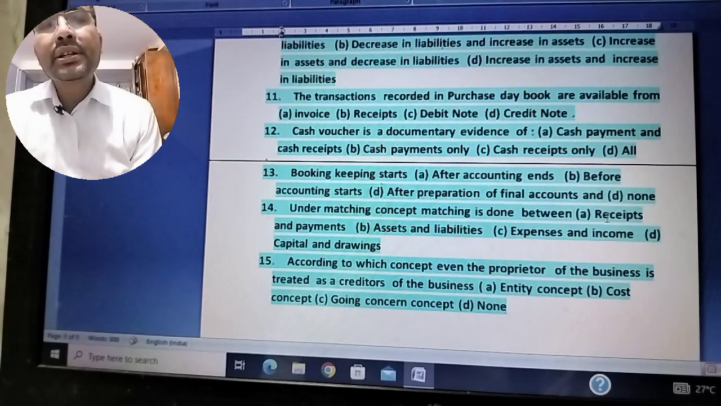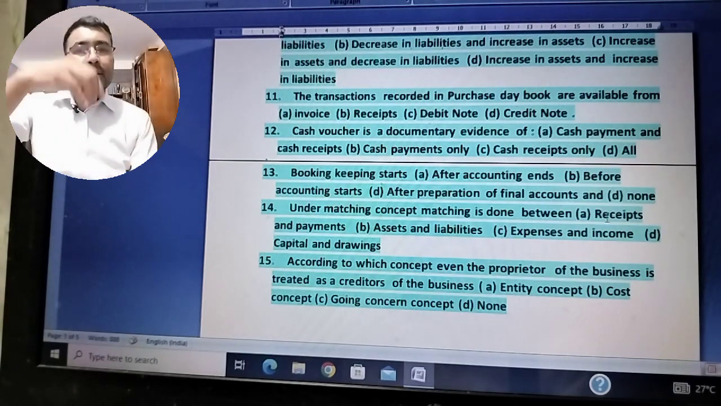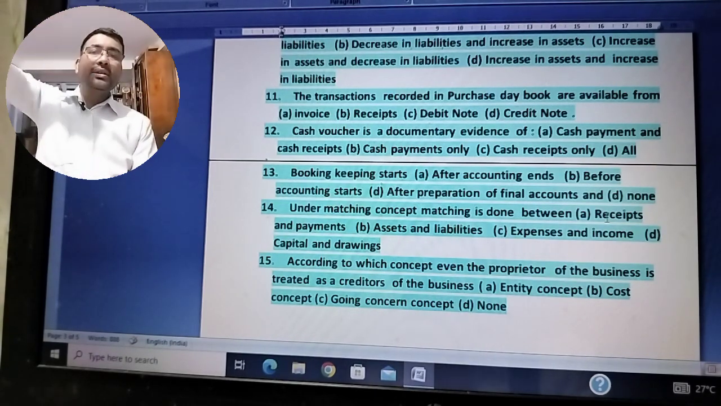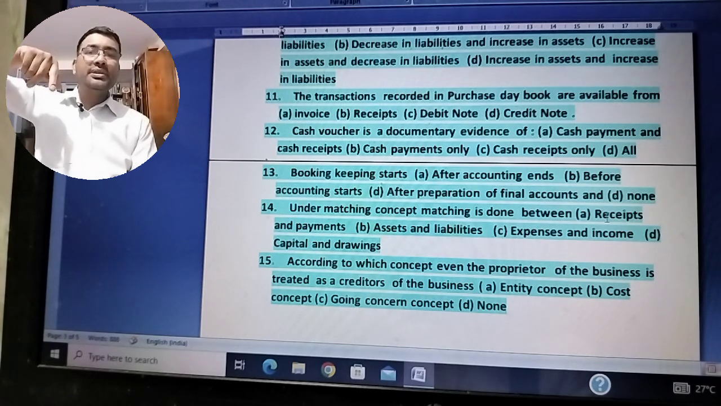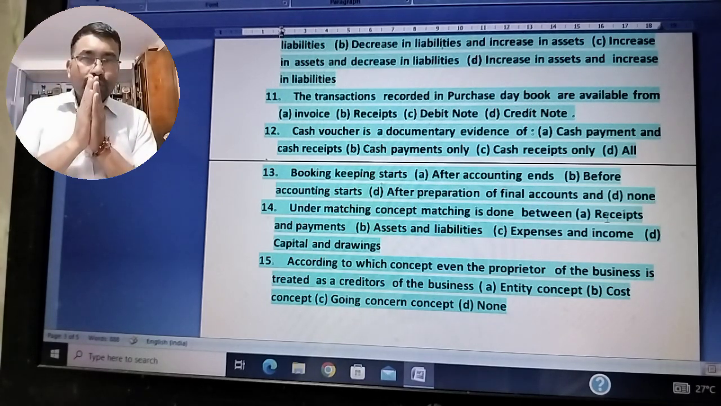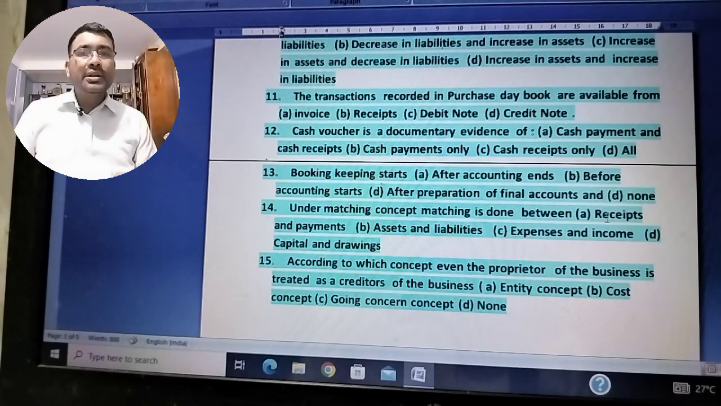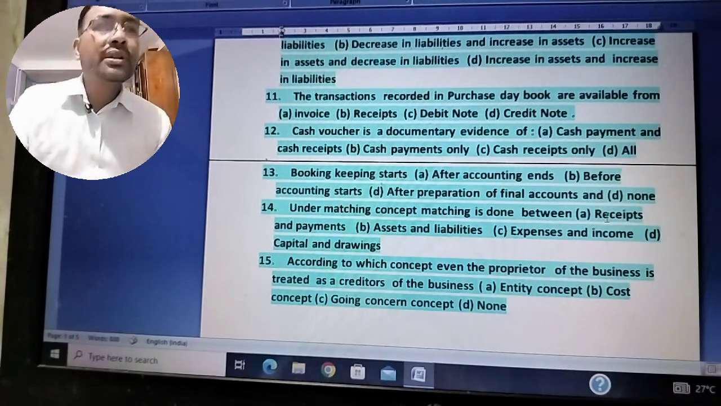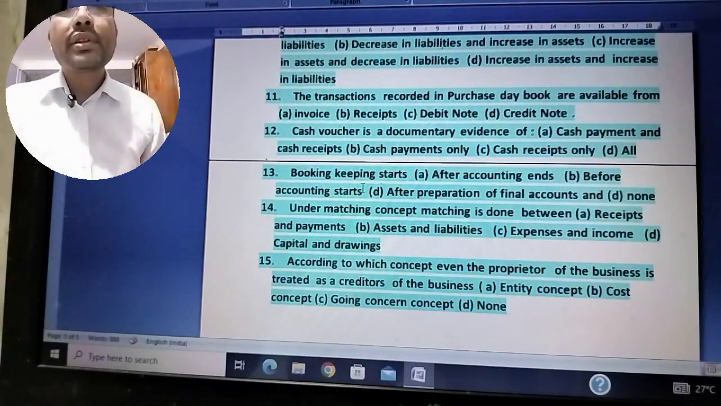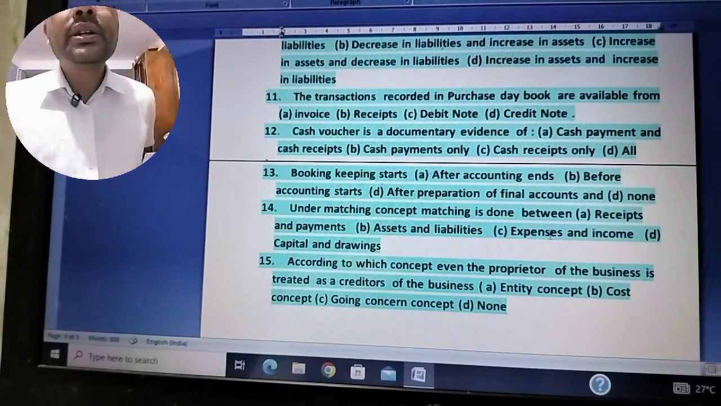Okay, receipts include income of this year, or it may be the income of next year, or maybe the previous year. But under matching, we have to match only the current year income with the current year expenses, whether paid, received or not. So under matching concept, matching is done between expenses and income. So option 3 is correct.